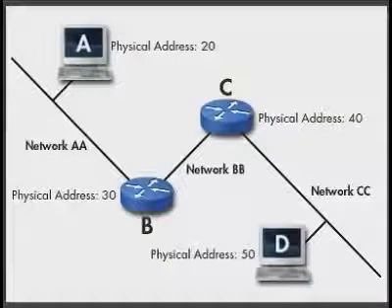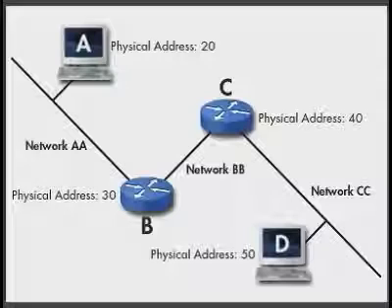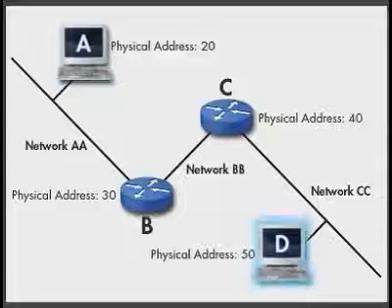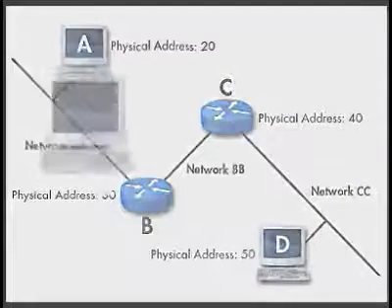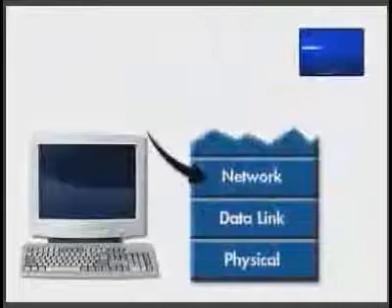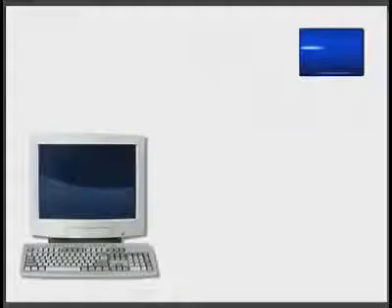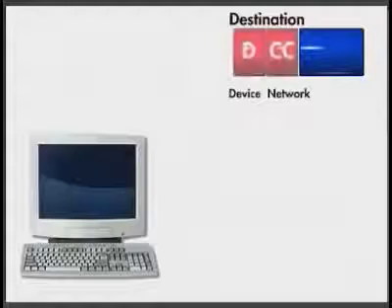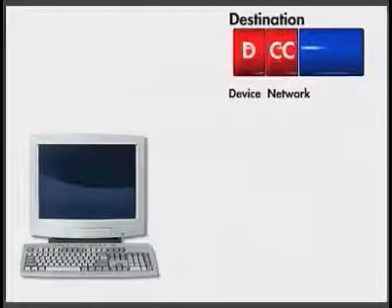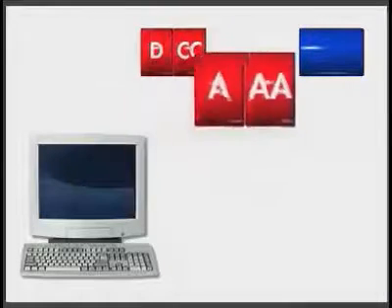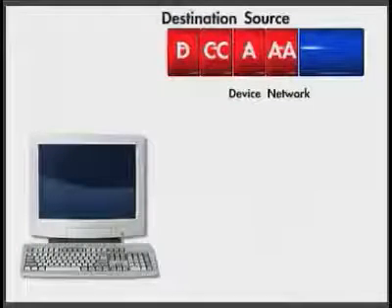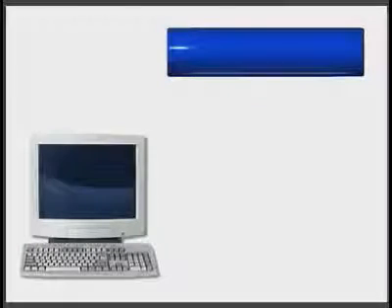To show how logical and physical addresses are used in message routing, let's examine a packet as it travels through an internetwork. In this example, computer A wants to send a message to computer D on another network. First, the packet arrives at the network layer on the sending device. The device appends the logical network layer address of the destination device to the packet. This address includes both the logical network address, CC, and the logical device address, D. The source network layer address is also added to the packet so the receiving device can reply if necessary.